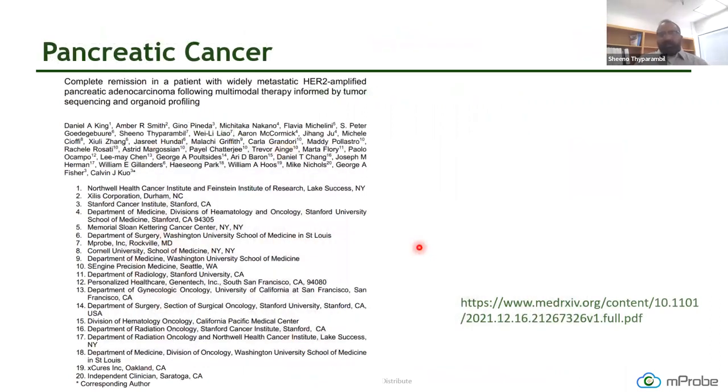This paper is yet to come out. It's out online, but this is one thing that we most recently did in the pancreatic cancer space. As you know, pancreatic cancer is one of those horrible cancers. In this particular patient, we had complete remission in HER2 pancreatic cancer.